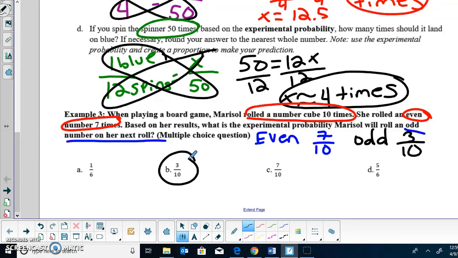All right, so in this lesson, we learned how to use the theoretical and the experimental probability to make predictions.